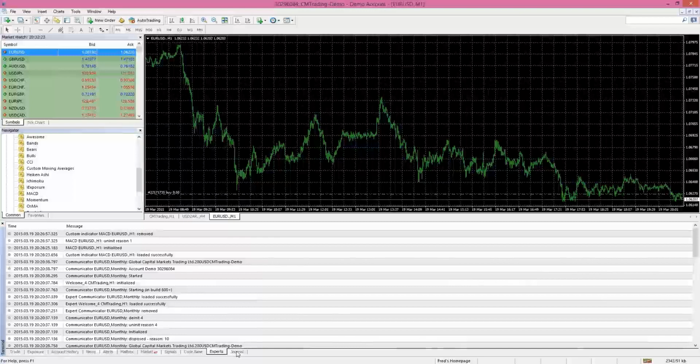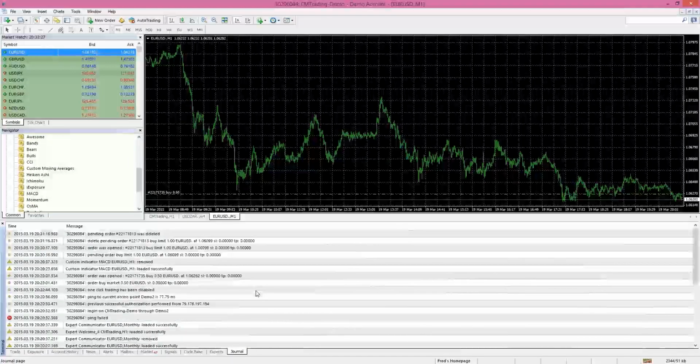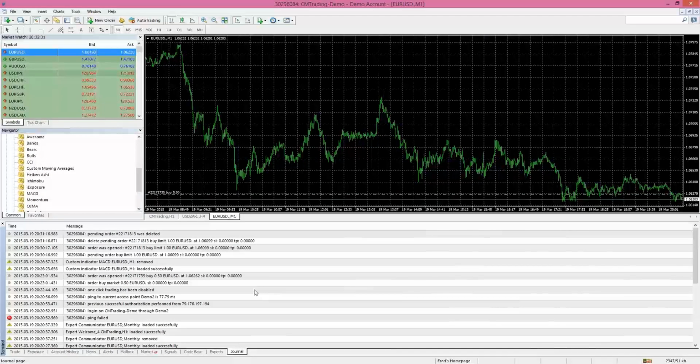Code-based, experts, and this is a journal. Journal is pretty much your trading history of when you went in and the entire history of your account so far as your trading was involved. There are a bunch of other features, but probably these are the basic features of the MT4 that I think you'll find useful.